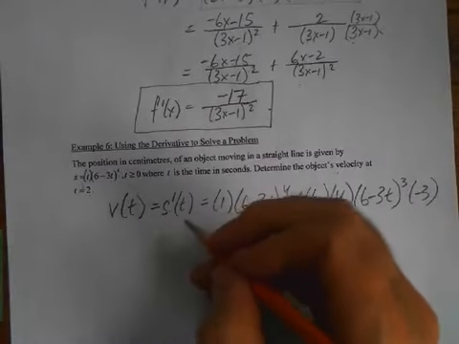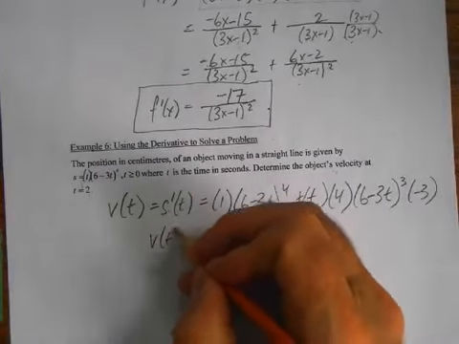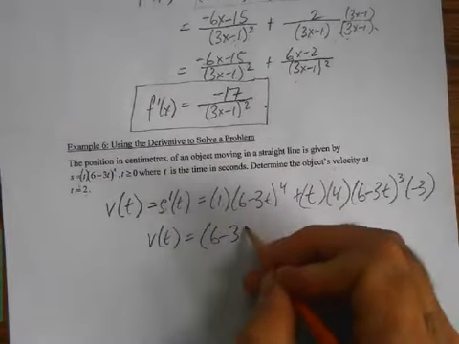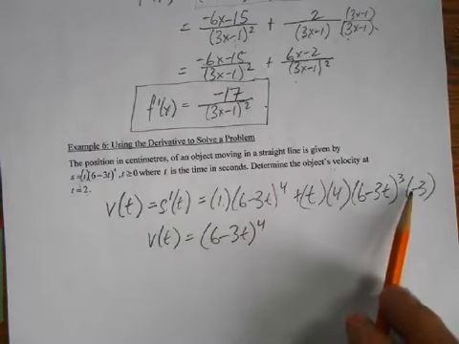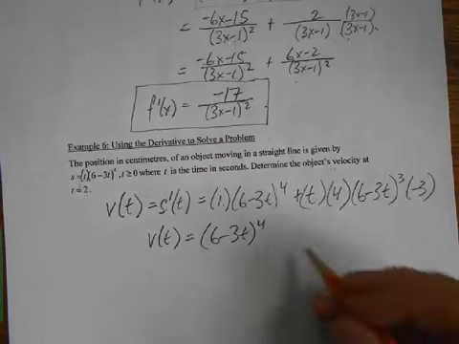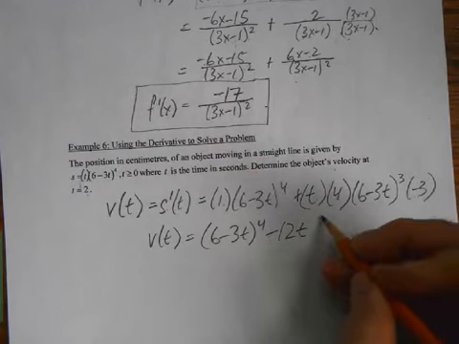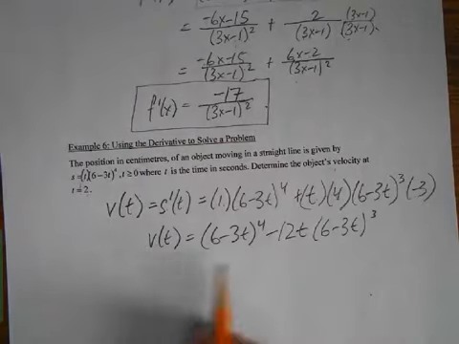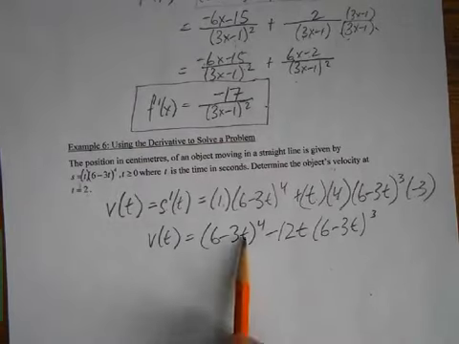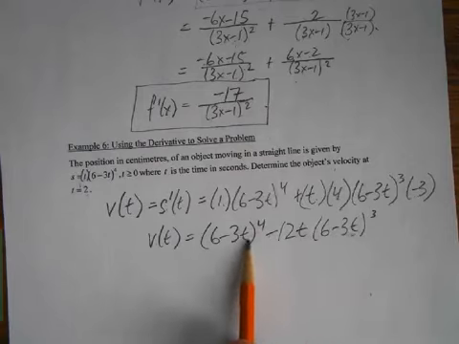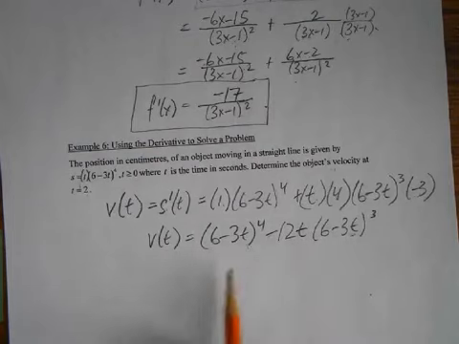So let's simplify this. So v of t: that 1 doesn't really do much, so it's just (6 minus 3t) to the fourth. And now here we have to multiply these three monomials together. So negative 3 times 4, negative 12t goes out in front, and then (6 minus 3t) cubed. Okay, so that's pretty simplified. You might think, couldn't we factor this out? Well, you could, but simplifying should be the opposite of factoring. So in this case, let's just leave it the way it is.